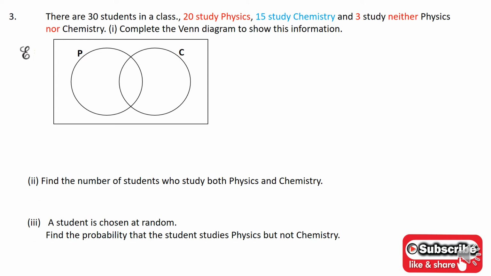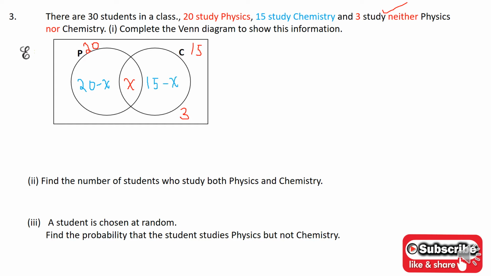In algebra, we know that this region here should be 3 because they are the ones who are not doing either one of the subjects, and we don't know how many learners are doing both subjects. But I know that there are 20 learners who study physics, and I also know that there are 15 learners who study chemistry. If I consider this little region here, it should be 20 minus x, because this x is already included there, and this side has to be 15 minus x, such that the whole set C for chemistry gives you 15.